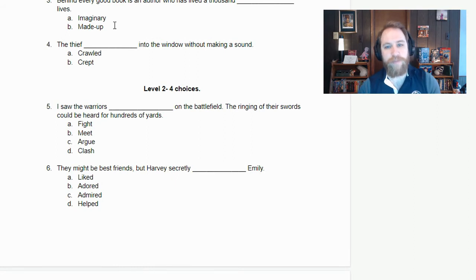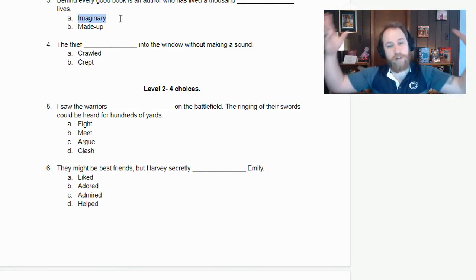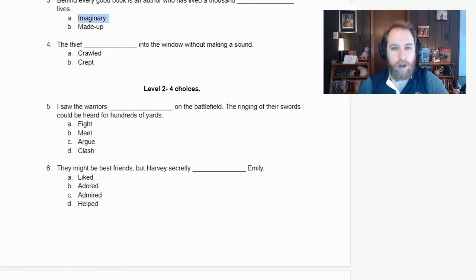Number 3, behind every good book is an author who has lived 1,000 blank lives. Imaginary or made up? Well, made up, seeing as it's a hyphenated word, probably isn't as solid or specific as imaginary. Okay, to picture something in your mind. So imaginary is the stronger word for number 3.